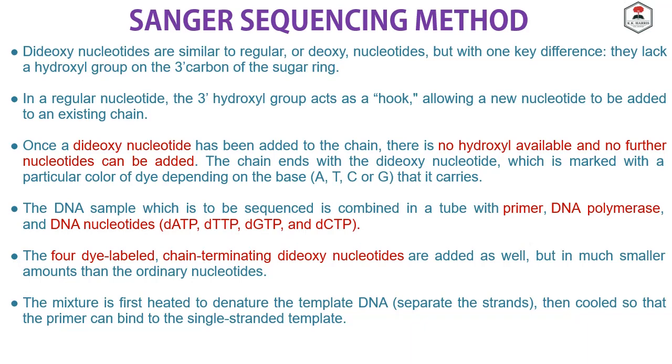The DNA sample which is to be sequenced is combined in a tube with primer, DNA polymerase, and DNA nucleotides, dATP, dTTP, dGTP, and dCTP. The 4 dye-labeled, chain-terminating dideoxynucleotides are added as well, but in much smaller amounts than the ordinary nucleotides. The mixture is first heated to denature the template DNA, separate the strands, then cooled so that the primer can bind to the single-stranded template.